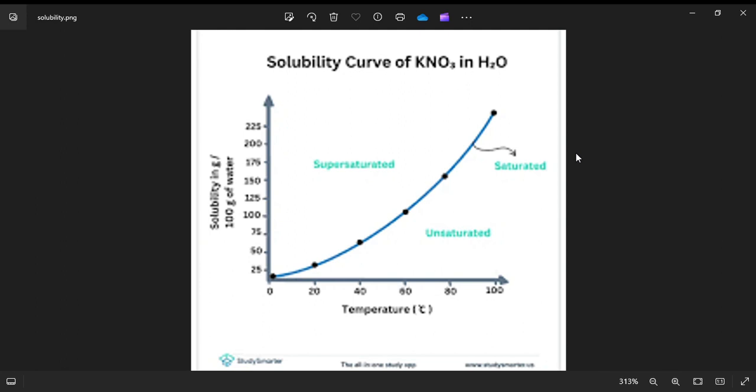Then you have to define saturated, unsaturated, and supersaturated solutions. Saturated solutions are solutions in which a given amount of solute is completely soluble in the solvent at a given temperature. That is your saturation point. An unsaturated solution is a solution in which the amount of dissolved solute is less than the required amount for saturation to take place. Then supersaturation is a solution in which the concentration of the solute exceeds the concentration required.